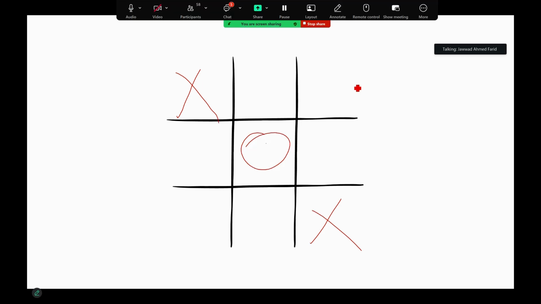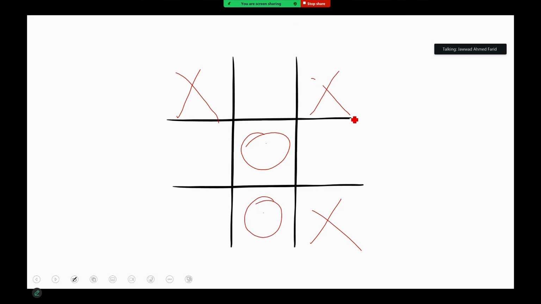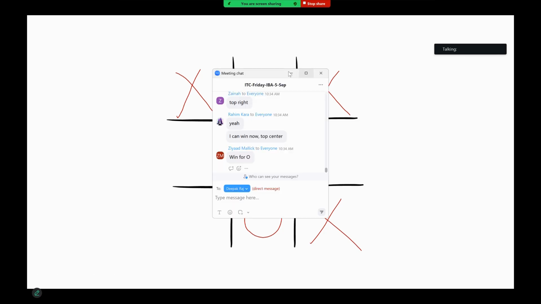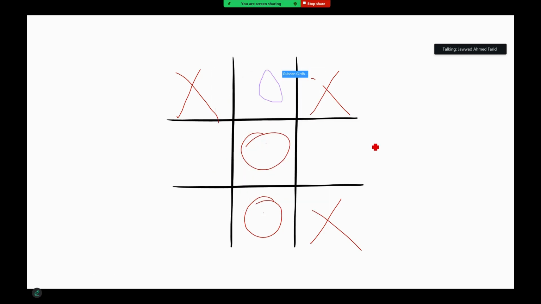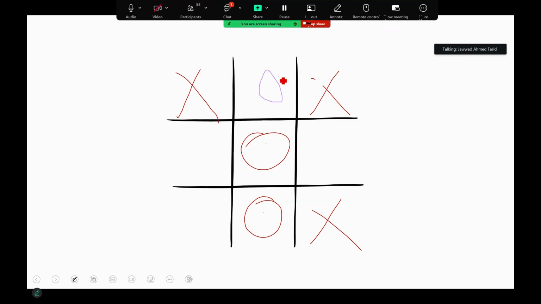Okay, so Rahim says bottom center. There we go. And now, can you draw it now, Rahim? Rahim says top center. Yeah, there we go. Perfect. So now Rahim can win, right?